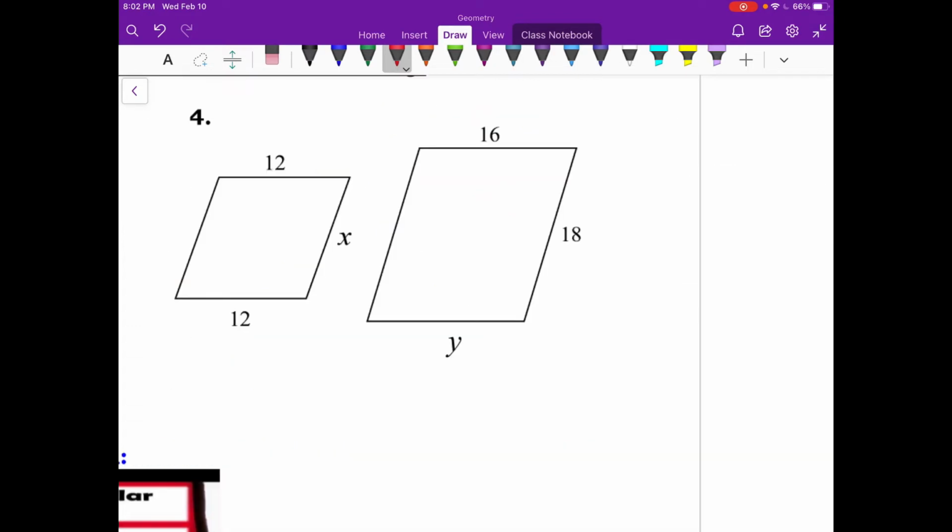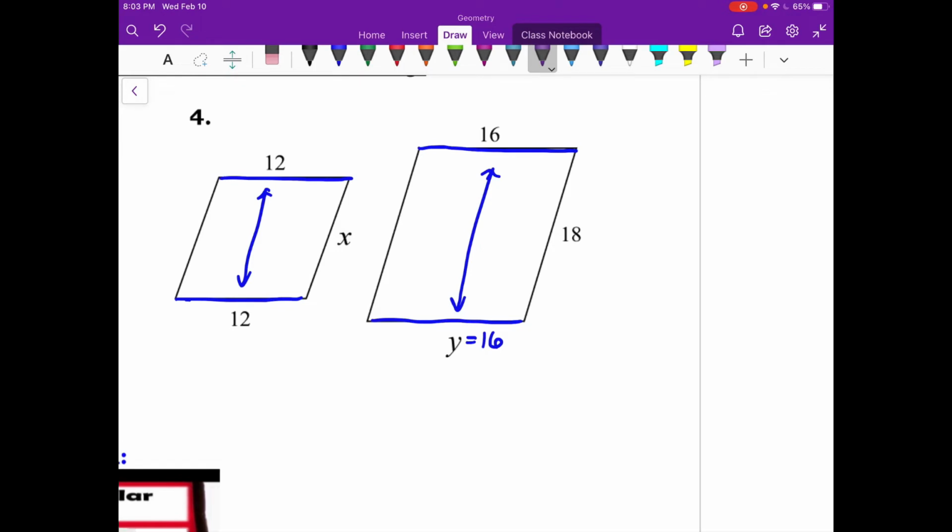Number 4, a couple things I want to notice is that on my first shape, I have 2 sides that are the same, and they're across from each other. They're both 12. Since I have one pair of congruent sides on that first shape, that means I have another pair of congruent sides on my second shape, which will be these 2. So those 2 are the same. And these 2 should also be the same because it's the same shape, just bigger. So if that top side is 16, then my bottom side also has to be 16. So y is 16.